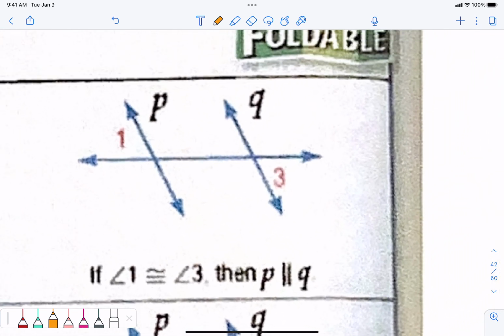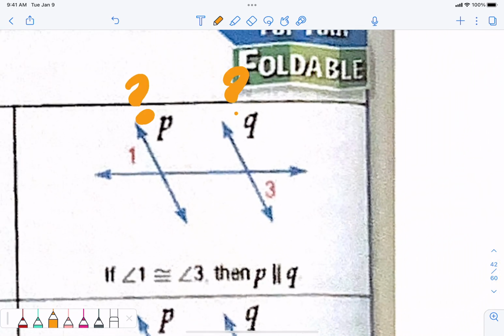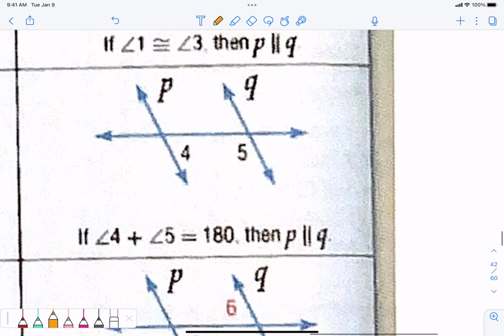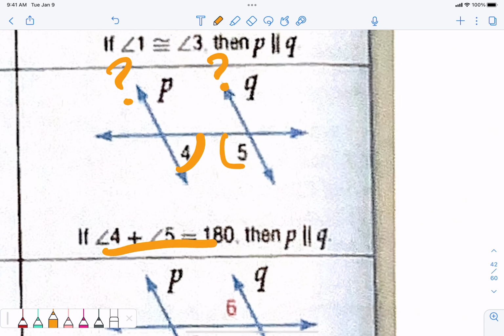Alternate exterior. We don't know whether P and Q are parallel, but they're saying 1 and 3 are the same measure. So do P and Q have to be parallel? Yes, because of the alternate exterior angles converse. Next, we don't know that P and Q are parallel, but 4 and 5 add up to 180 degrees. Those are consecutive interior angles, and if that is true, then P and Q have to be parallel. Yes, they do.